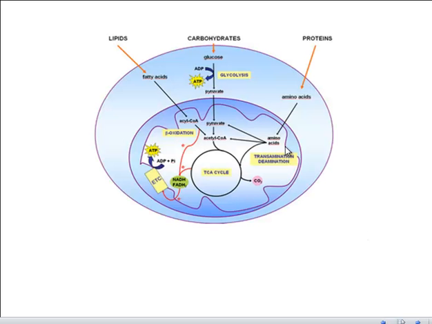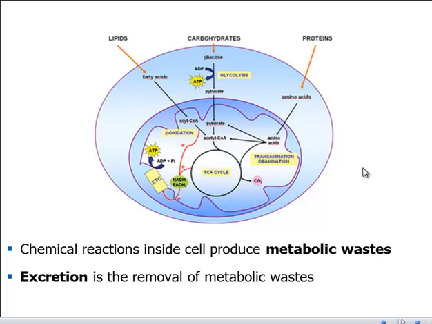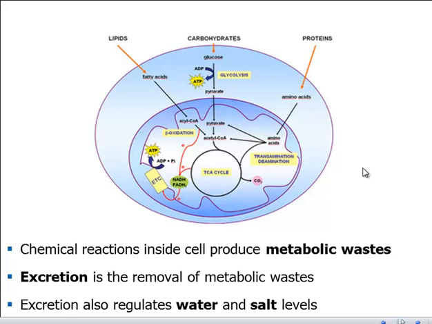All cells perform chemical reactions, like breaking down lipids or carbohydrates or proteins, and then using those for various purposes. Well, these chemical reactions produce waste, otherwise known as metabolic waste. And the job of the excretory system is to get rid of those wastes. The excretory system also helps regulate water and salt levels in the body because, as we've seen in previous lessons, cells like to be in an isotonic environment, and the excretory system makes that happen.